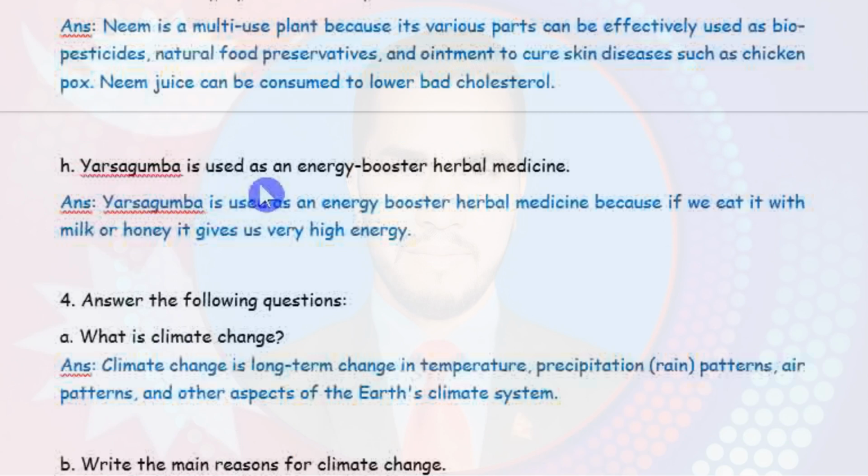Now H number. Yarsa gumba is used as an energy booster herbal medicine. It is used as an energy booster herbal medicine because if we eat it with milk or honey, it gives us very high energy.